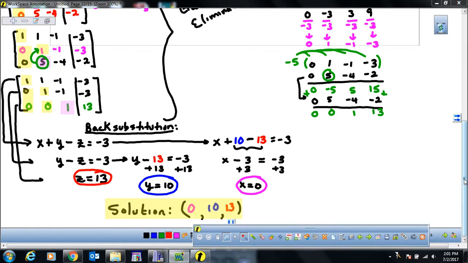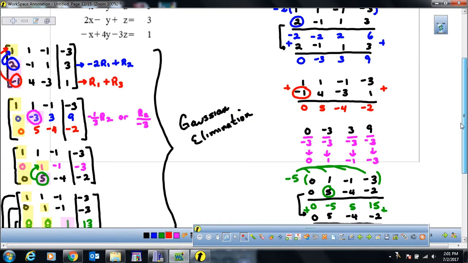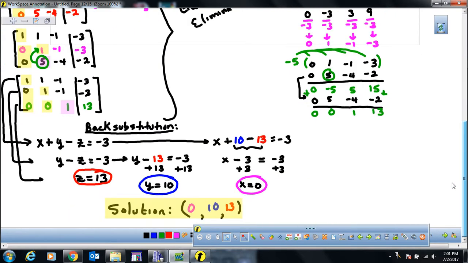So this process is called, again, Gaussian elimination with back substitution that you see at the bottom, because with the Gaussian elimination, all we can see is what z is equal to. So we need to substitute the answers to find the y and the x. That's what we need to do at last.